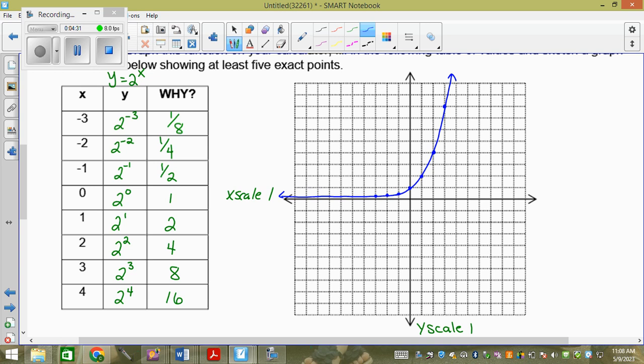Anyways, this one is doubling. Every single number doubled, correct? 1, 2, 4, 8, 16. This is just doubling. So it's exponential growth that's doubling.